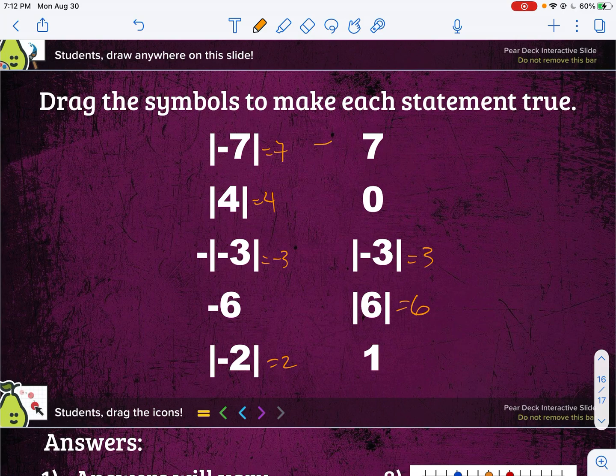So 7, that is equal to 7. 4 is greater than 0. -3 is less than 3. -6 is less than 6. And 2 is greater than 1.